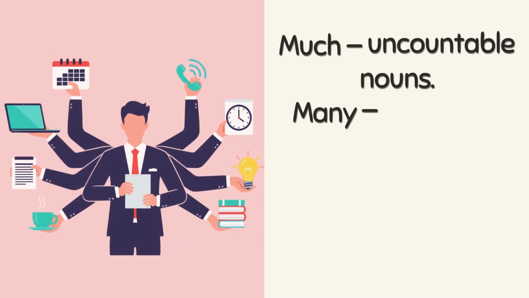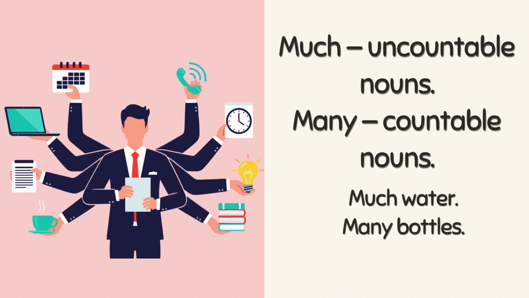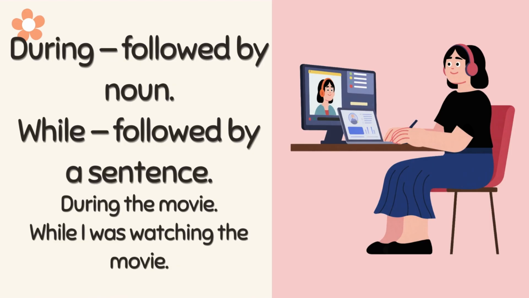Now, for many and much, you use much for nouns you cannot count. We call them uncountable or non-count nouns. For example, much water. And we use many for nouns you can count. We call them countable or count nouns. For example, many books.